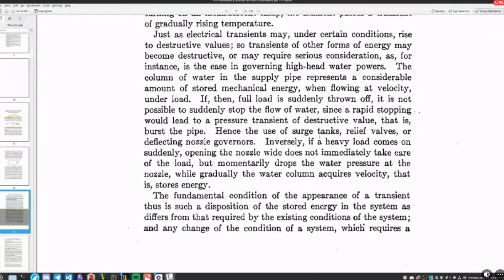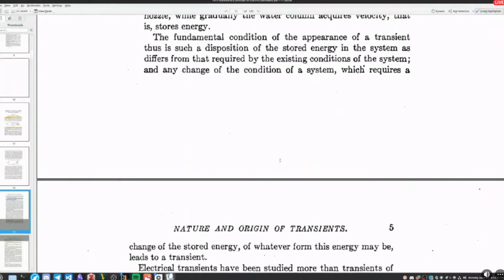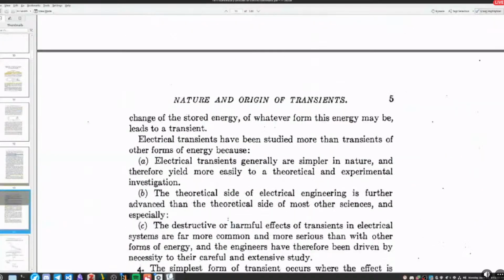Inversely, if a heavy load comes on suddenly, opening the nozzle wide does not immediately take care of the load, but momentarily drops the water pressure at the nozzle, while gradually the water column acquires velocity, that is, stores energy. The fundamental condition of the appearance of a transient, thus, is such a disposition of the stored energy in the system as differs from that required by the existing conditions of the system. And any change of the condition of a system which requires a change of stored energy, of whatever form this energy may be, leads to a transient.